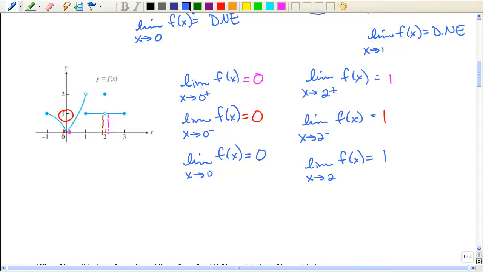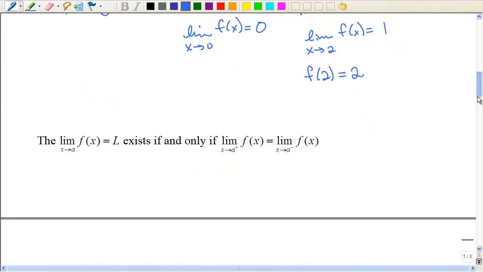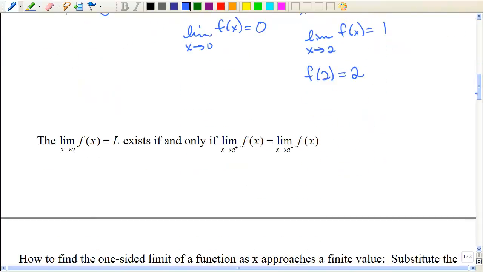Let me throw in another question. What is f of 2? When x is exactly 2, is y equal to 1? No, it hops up here and it equals 2. So as you look at these pictures, think about left, right, things like that. And just to conclude, the limit as x approaches a single value, notice no plus, no minus, no right, no left, the limit exists if and only if the one from the right equals the one from the left.